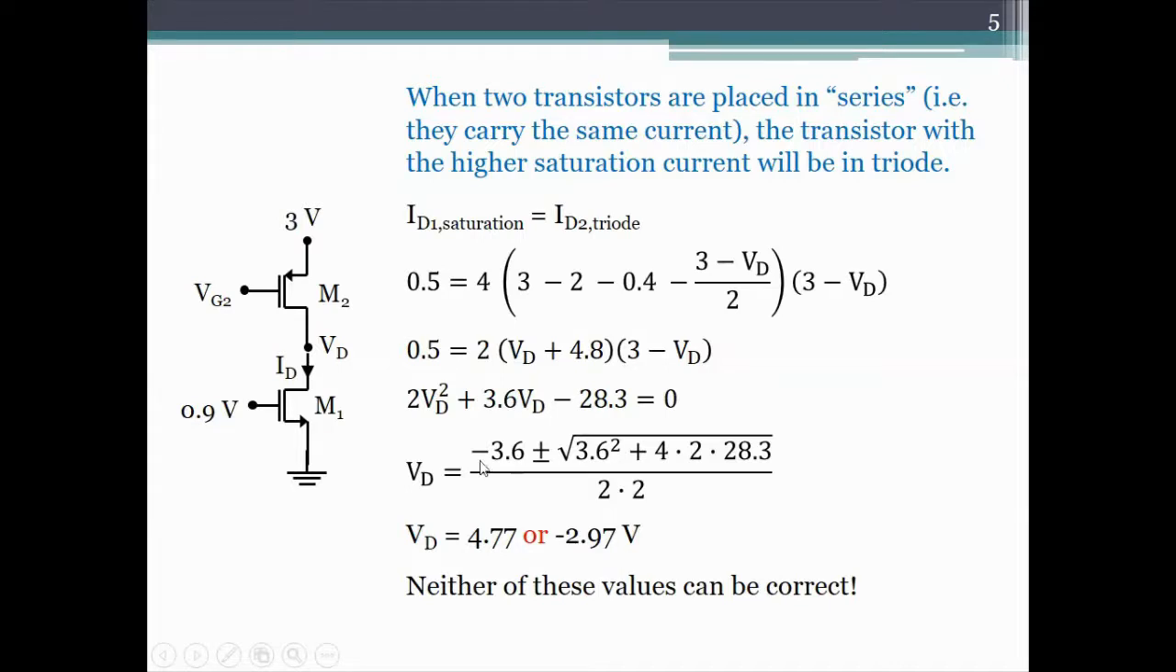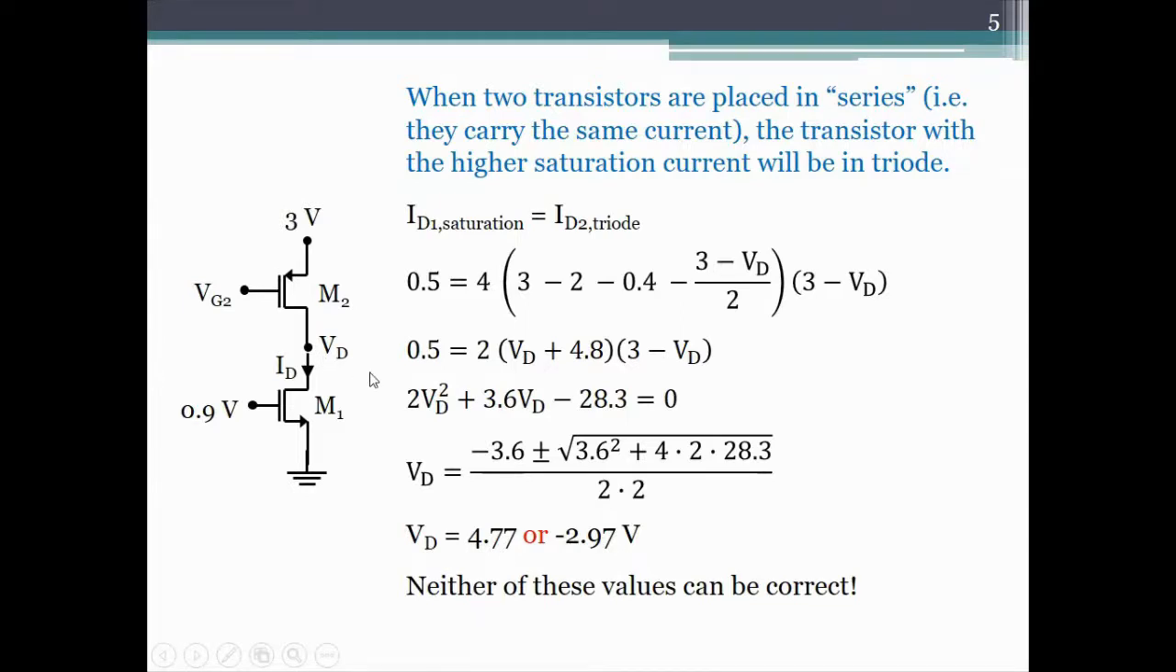VD can't be 4.77 because VG2 is 2, and 4.77, well, what would 4.77 do? That is higher than 3. The current will have to flow up, right, in the PMOS, which is not possible. VD can't be negative because this is negative. The current in the NMOS will have to flow up, which is also not possible.